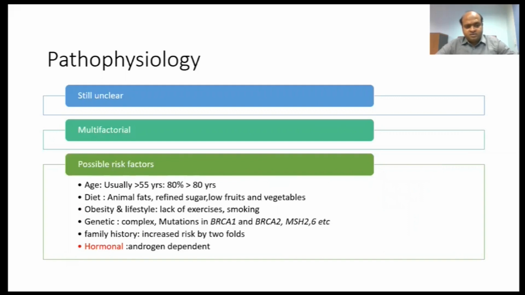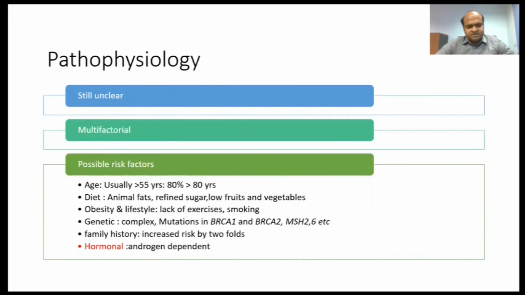The most common risk factor is age, and prostate cancer is usually seen in those more than 55 years of age. It has been seen in autopsy findings that in males more than 18 years, 80% of them have a focus of prostate cancer. In dietary factors, animal fats and low fruits and vegetables have a negative impact in the causation of prostatic cancer.